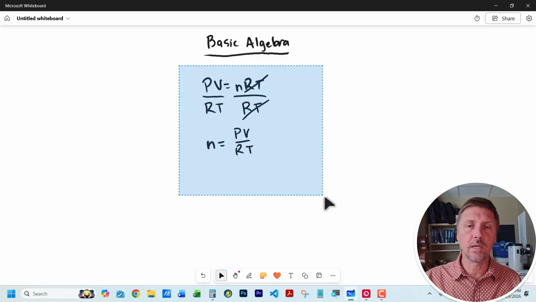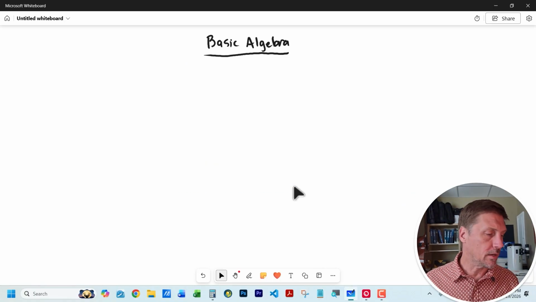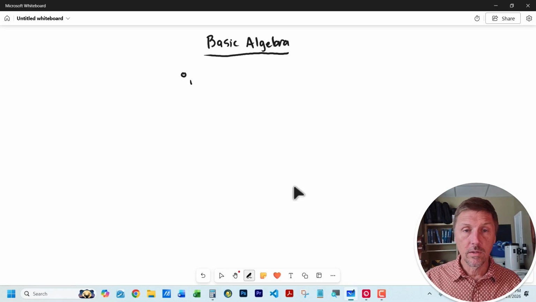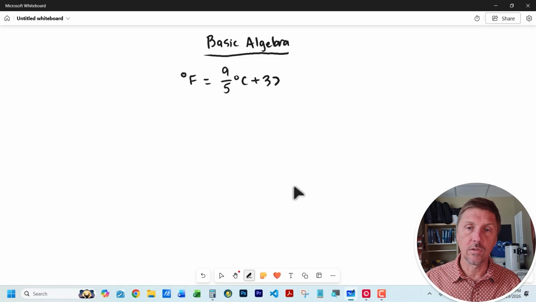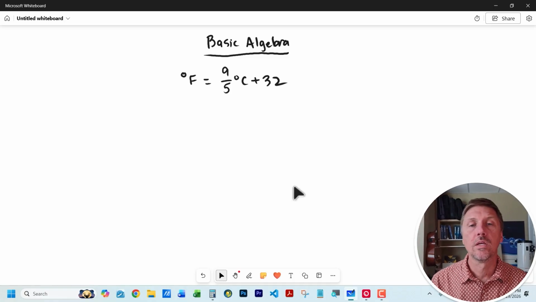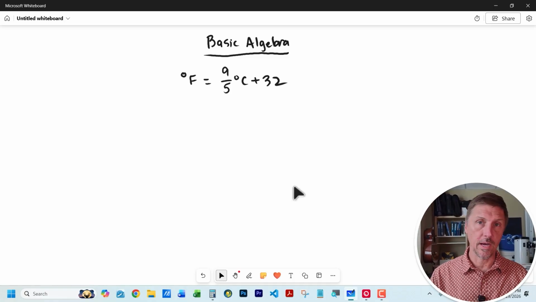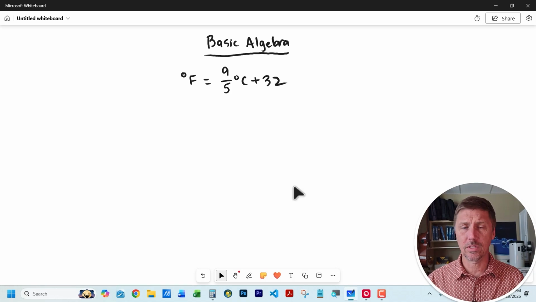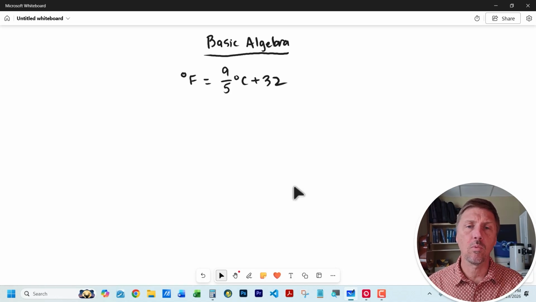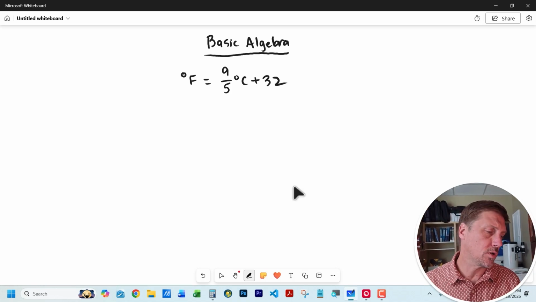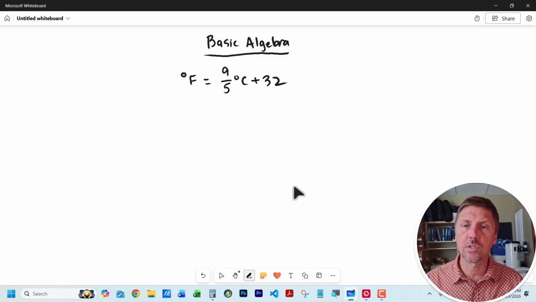Here's an equation that we use in chemistry that you have used in algebra. You've seen this before. Degree F equals 9/5 degrees C plus 32, right? So this is how we would convert from degrees Celsius to degrees Fahrenheit. And so let's say I gave you this problem here and I said, I want you to determine if the temperature is 25 degrees Celsius, what would that be in Fahrenheit?